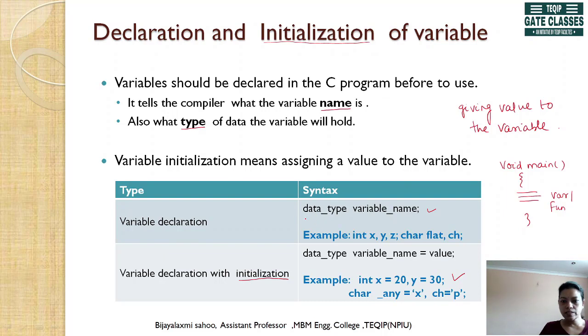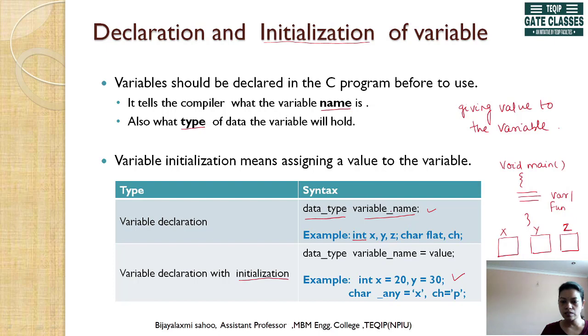The syntax is data type followed by your variable name. You can mention multiple names over here. Just like here I have written the data type followed by 3 variables x, y, z. That means these 3 variables qualify to the same data type, that is integer. That means in memory 3 locations will be created named x, y and z.